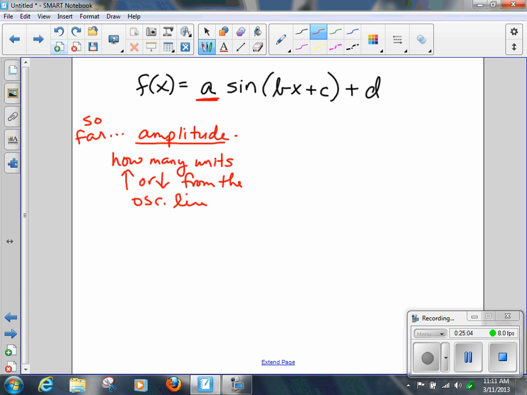Now, what was the next piece of the puzzle that was important to us so far? B. B is the period, which is always the length of the curve, and it's always 2 pi over B, isn't it? Do y'all realize that's just a portion of the revolution? It shows you how many times it's revolving or not revolving.